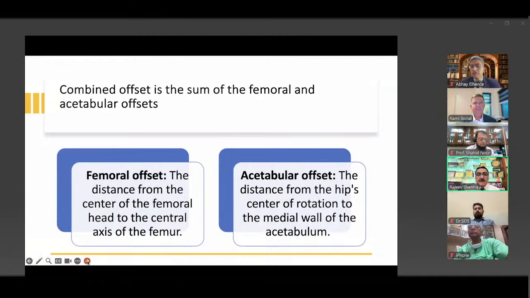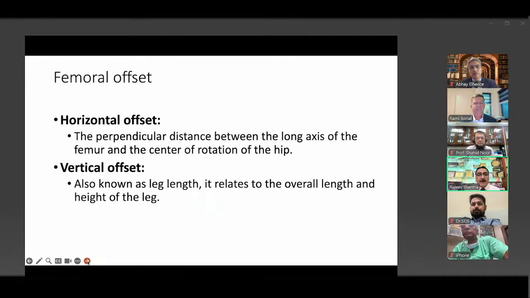So combined offset is the sum of the femoral and acetabular offset. The femoral offset is the distance from the center of the femoral head to the center of the axis of the femur, and the acetabular offset is the distance from the hip center of rotation to the medial wall of the acetabulum. The femoral offset one has to see in the horizontal as well as vertical offset. The perpendicular distance between the long axis of the femur and the center of rotation of the hip will be the horizontal offset, and the vertical offset, as we say about the leg length, relates to the overall length and height of the leg.